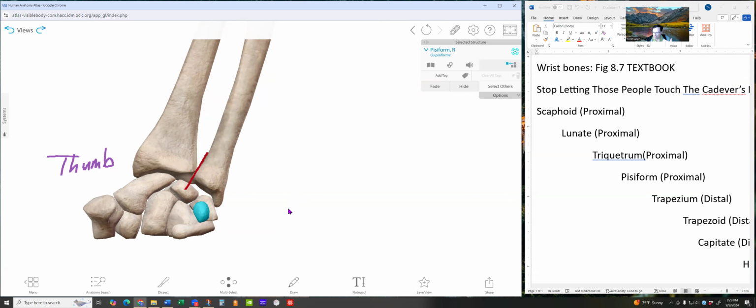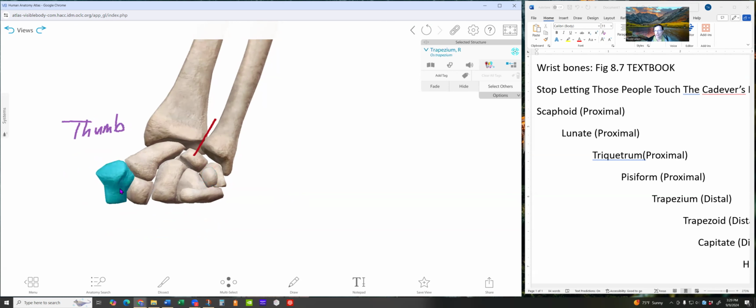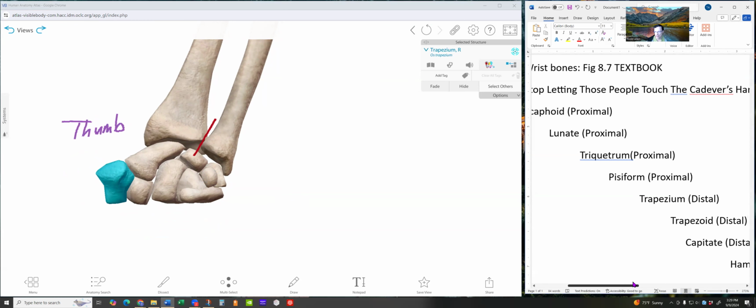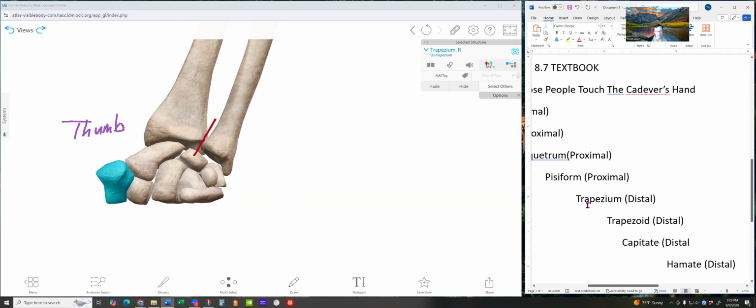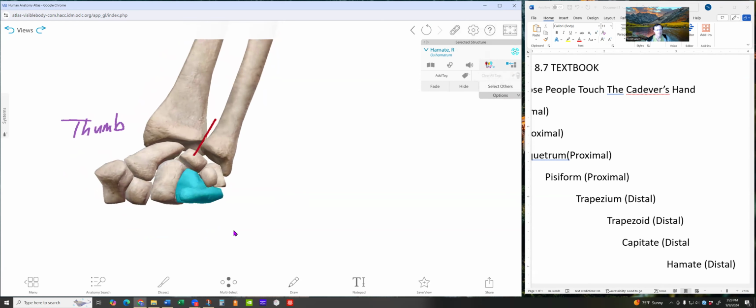Now, I think if you're following along with the logic of this, you can just continue the mnemonic. So next we have the trapezium over here. Can't quite see it. Trapezium is the first bone on the distal row of the thumb side. Trapezium, followed by trapezoid, followed by capitate, followed by this big bone here, the hamate. Okay? All right.